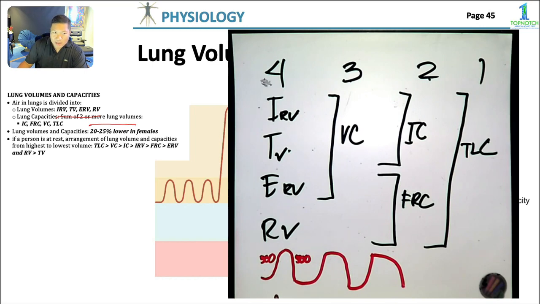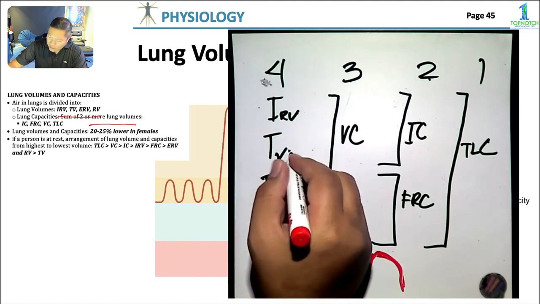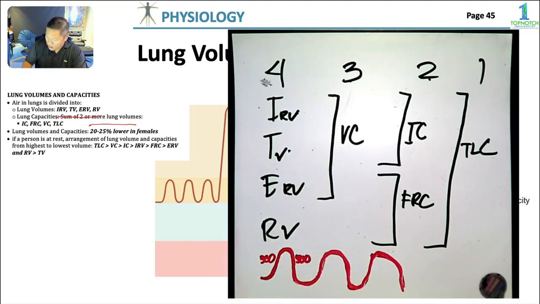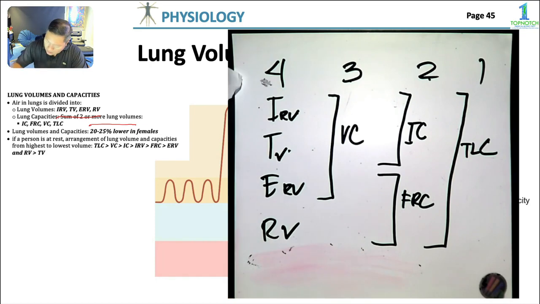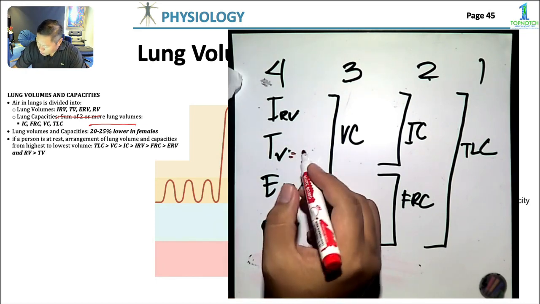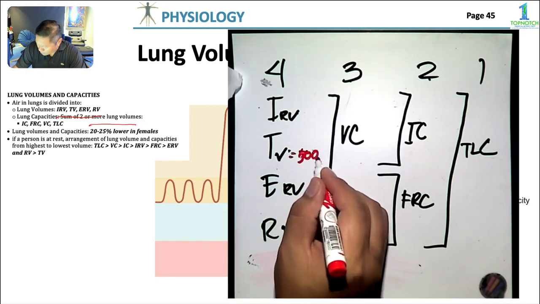What is the appearance of my graph in terms of your tidal volume? Since you only inhale 500 and exhale 500, it's going to look like the tides of water. That's why they call this your tidal volume. The normal value of your tidal volume is 500 ml.